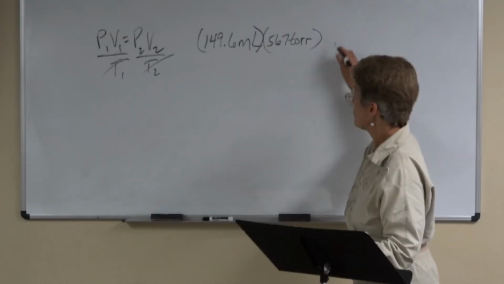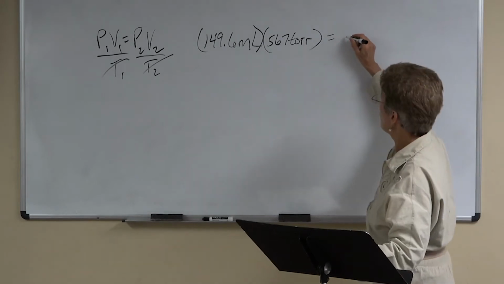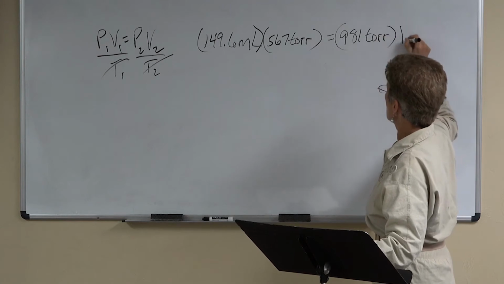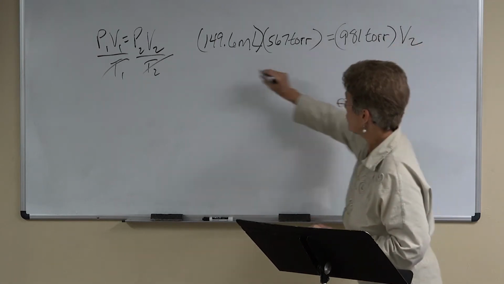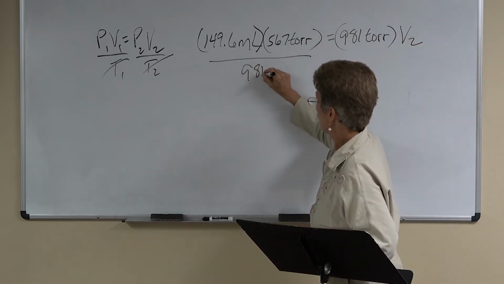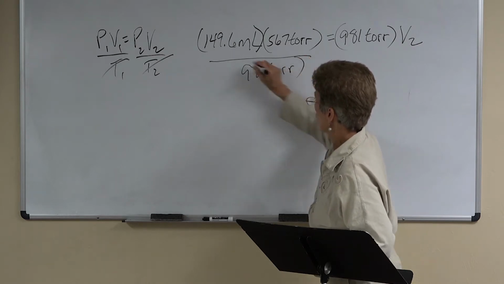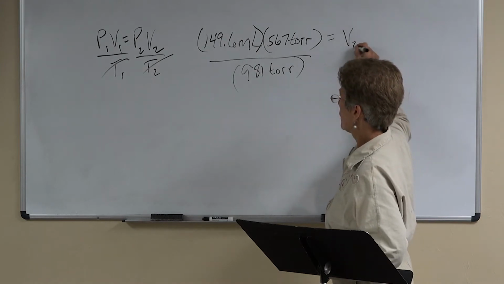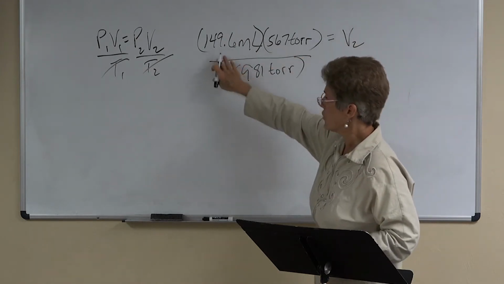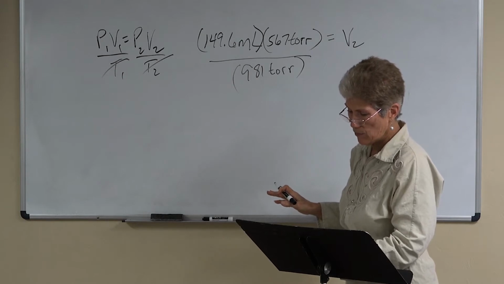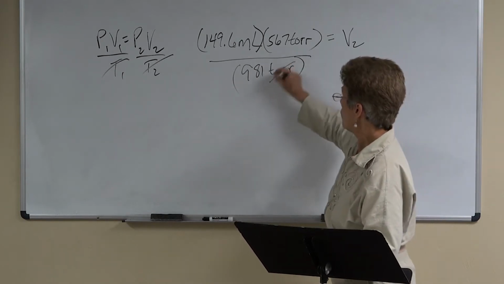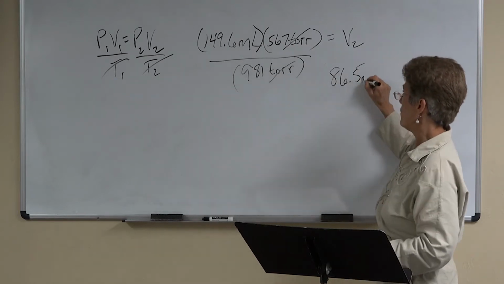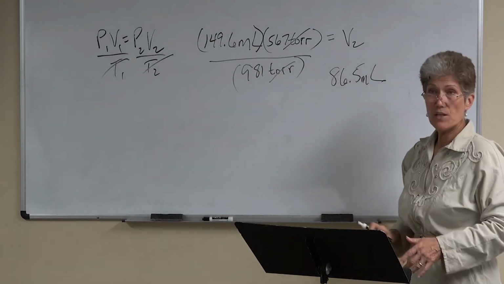What is the volume? So we're looking for V2, and the new pressure is 981 torr times V2. So we're going to divide both sides by this. That will leave V2 by itself over here. We have 3 significant figures in 2 of these, so our answer has to be in 3 significant figures. The torr is going to be left, so we're going to be left with 86.5 mils. And that would be our new volume.